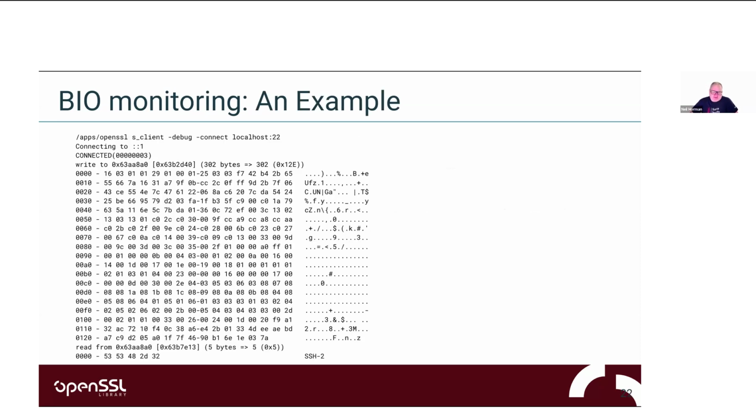So here's an example of it in action. We run openssl s_client with the -debug option, and we connect to localhost port 22. And you can see here that we get a whole bunch of data input and output to it. It is not particularly useful without context around it, but if you're trying to debug low-level I/O issues, maybe I/O interleaving or what have you, this gives you great visibility into that.